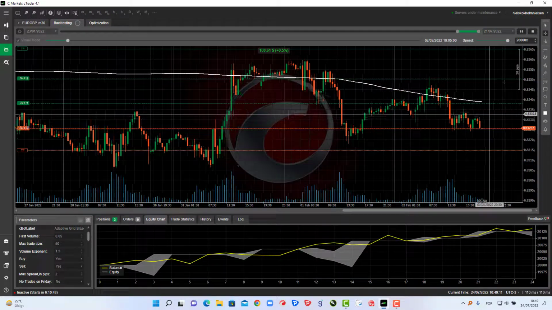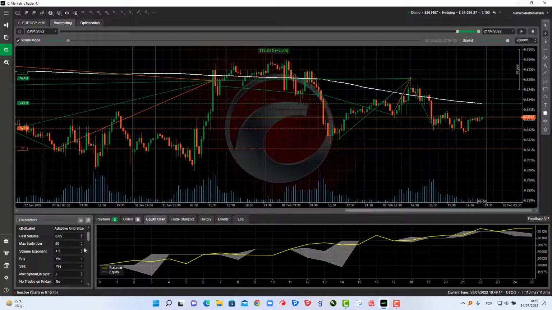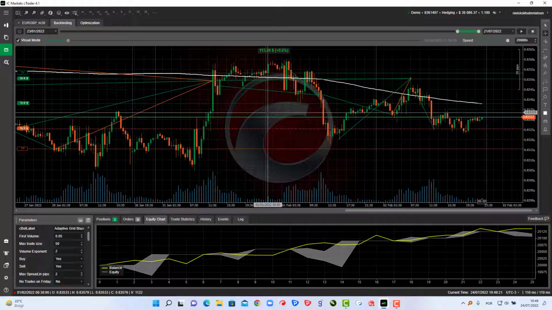So that's what that looks like. All right, so what we're going to do now is bump it up again. A lot of grid systems come with 2 as the factory setting, so that's easy math right there. If the initial position size is 5K, on the second trade we open 10, then 20, then 40, then 80, and 160, and so on and so forth.